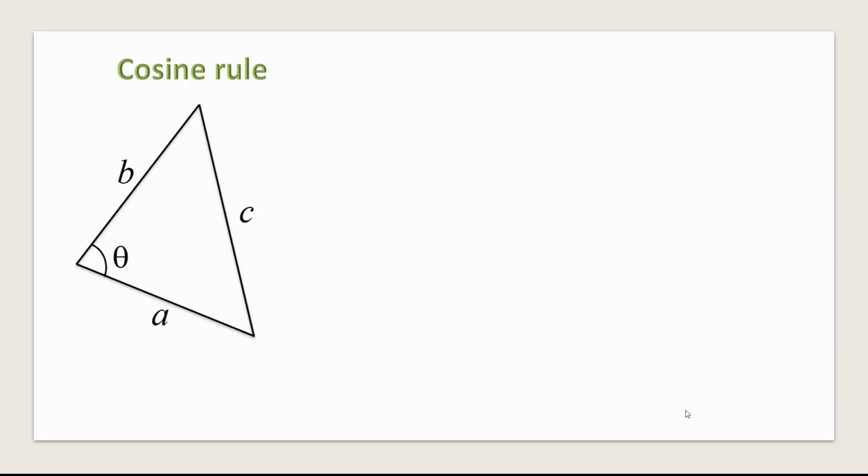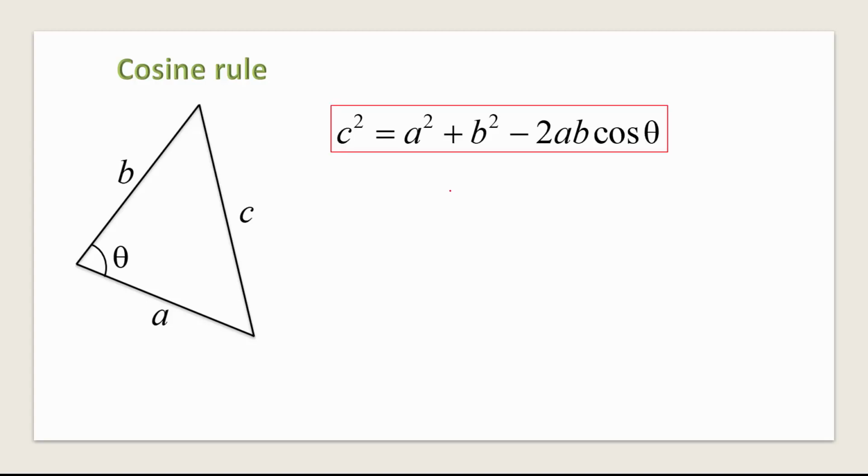A well-known rule for working out sides and angles of a triangle is known as the cosine rule. Basically, if you have your three sides, let's say A, B, and C, and the angle between any two adjacent sides is given, then there is a relationship that exists between the three sides and the angle. And there it is: C squared equals A squared plus B squared minus 2AB cos theta. So that means given any three of those values, you can work out the fourth value.